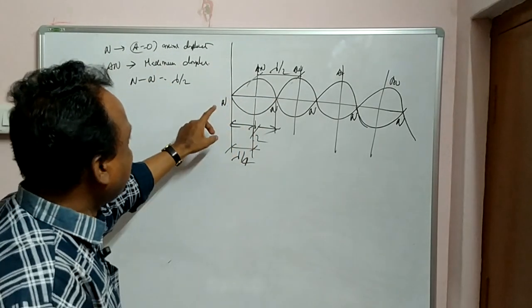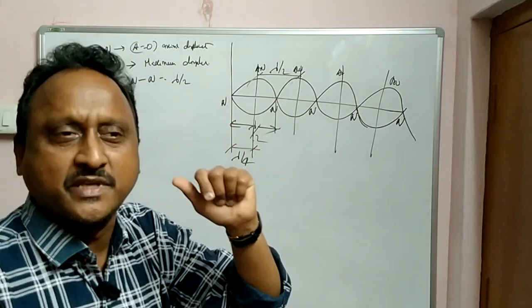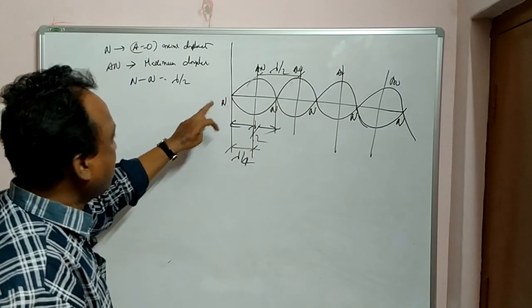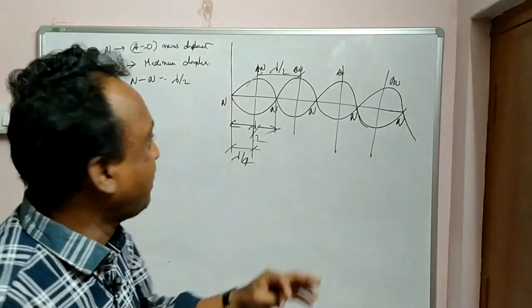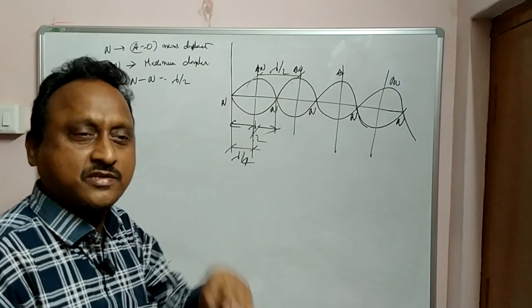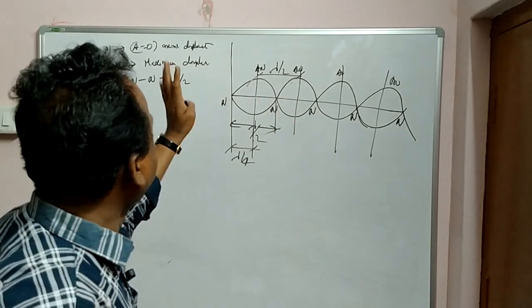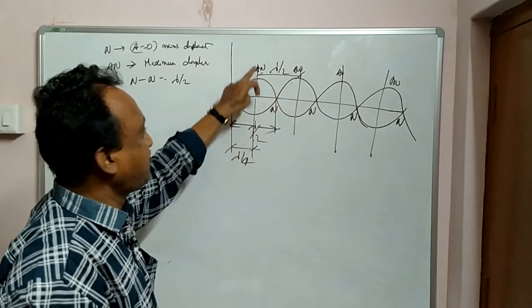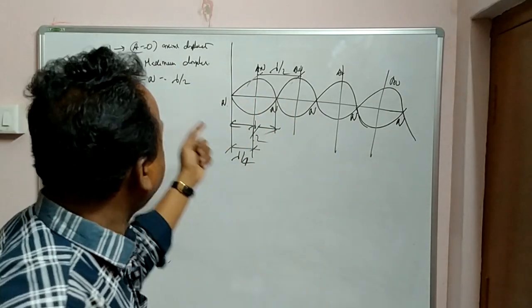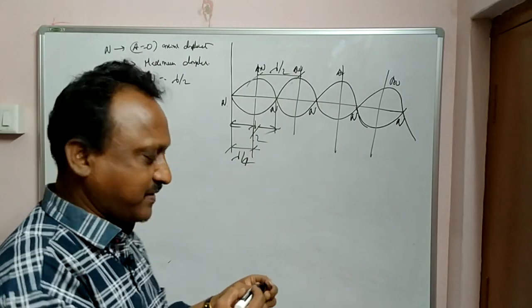Do you understand? When these nodes are forming, the distance between two nodes is lambda by 2, the distance between a node and an antinode is lambda by 4, and between two successive nodes or antinodes the distance is lambda by 4. So for an antinode the displacement is maximum, and for a node the displacement is 0, displacement amplitude.